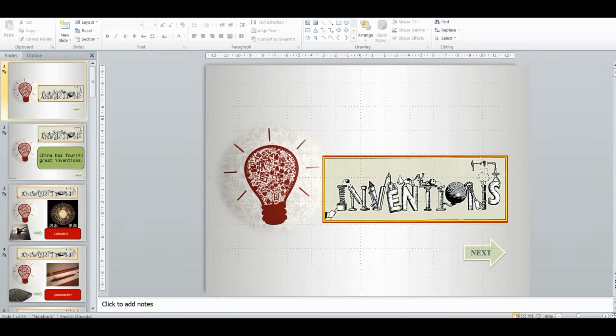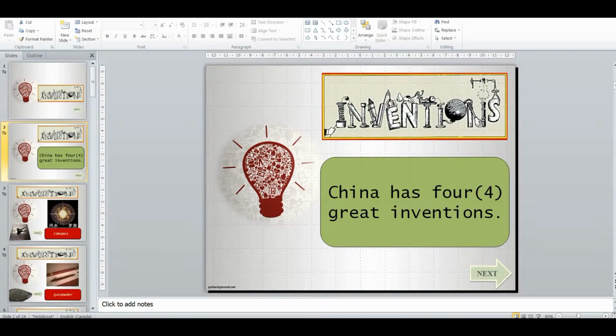So this class is a lesson about inventions, and it's for the higher grades, primary and elementary. So we're talking grade 5, grade 6, as it's a little bit more advanced. And you have to remember that it's aimed at the Chinese public school system and it's based off their books. So it's very China focused.